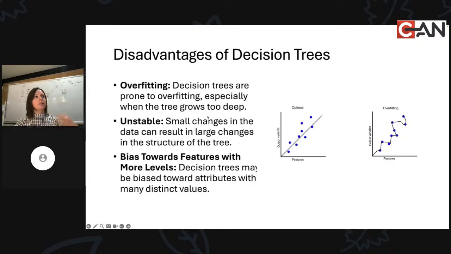Essentially, they become really overfit. They're really unstable. They can be unstable to changes. So if your data changes over time, they're not very resilient. And they can have bias to features with more distinctive values.